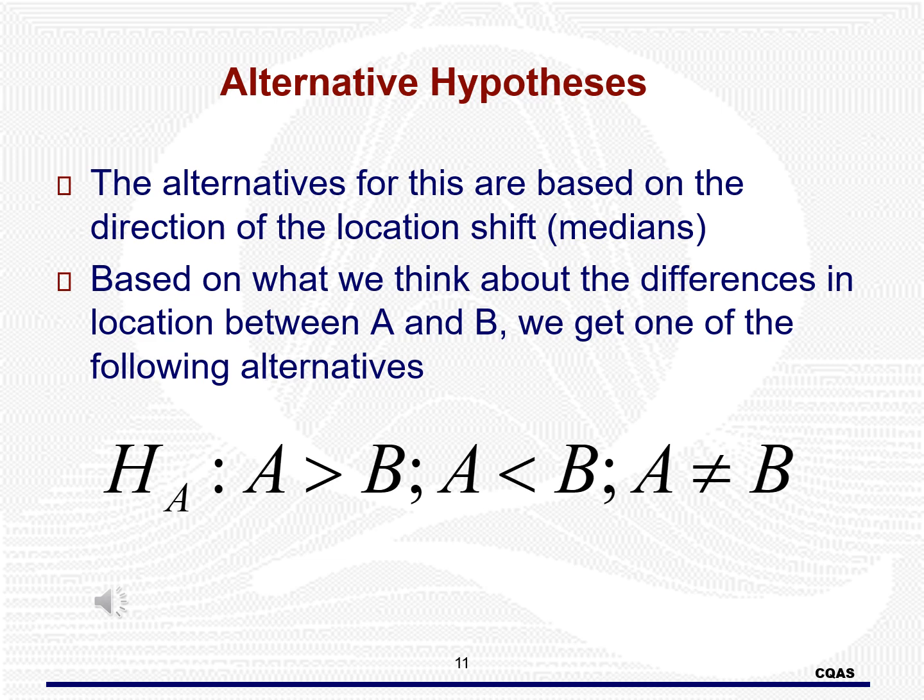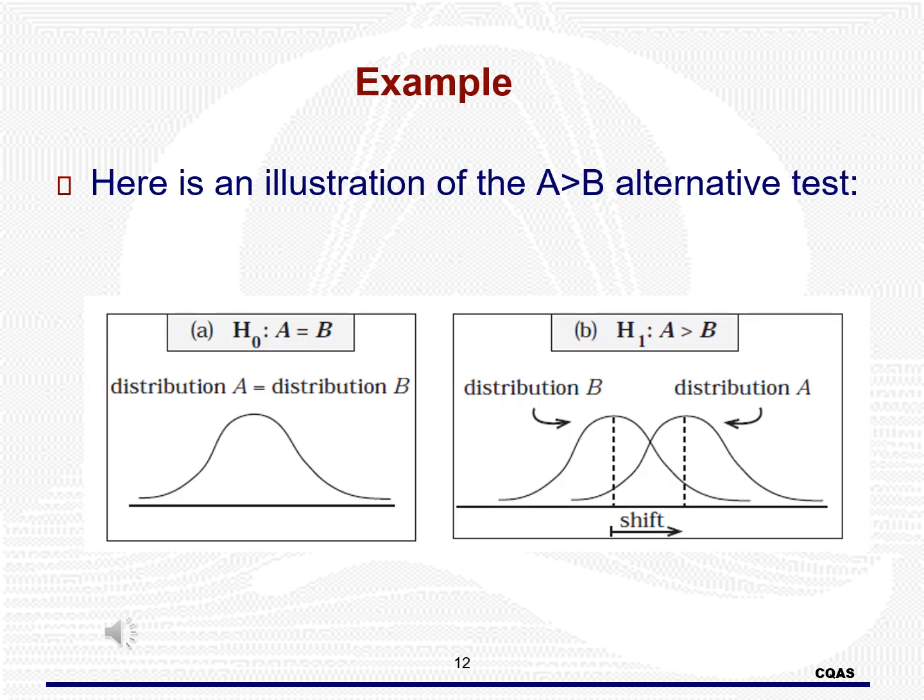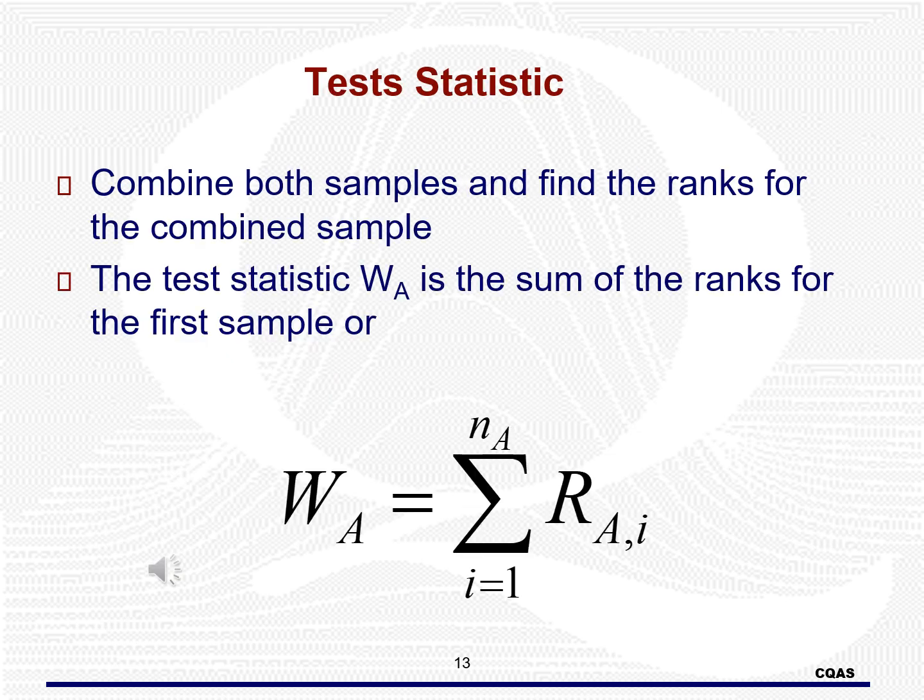Let's visualize this for greater than. You can see from the illustration that for the null, the distributions are on top of each other. The alternative shows that the measure of center is shifted toward the high side. Now let's look at the test statistic. In order to find the test statistic, we first need to combine the two samples. Now we find the ranks of the combined sample. The test statistic then becomes the sum of the ranks of the data that come from the first sample.